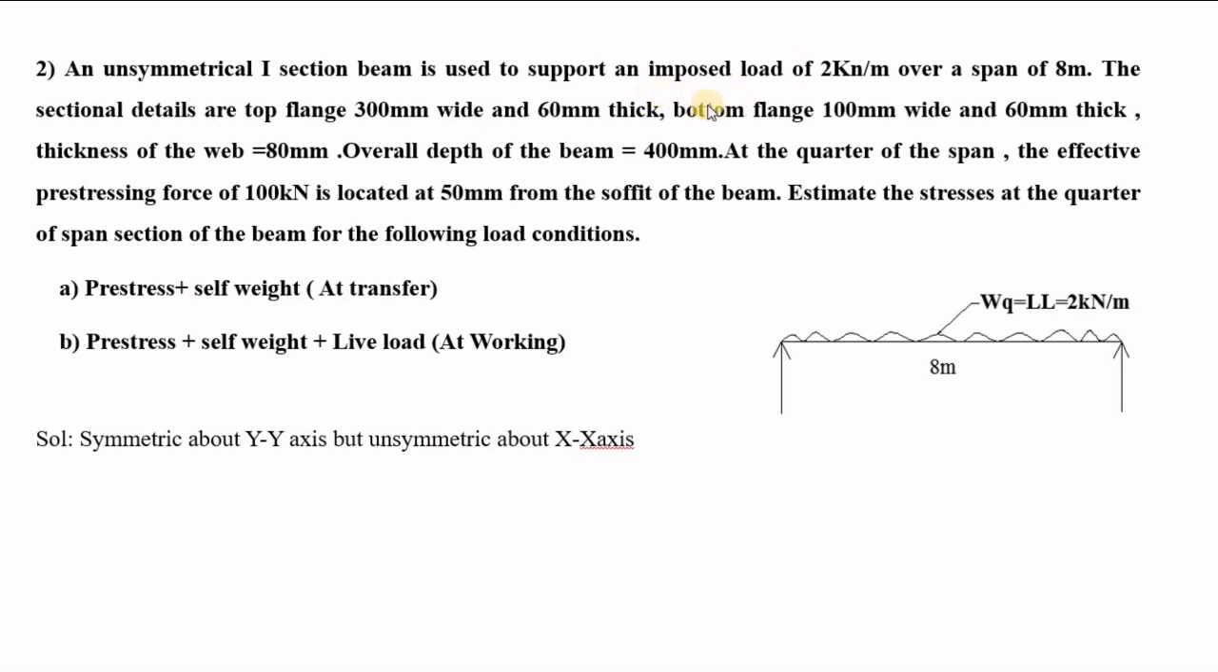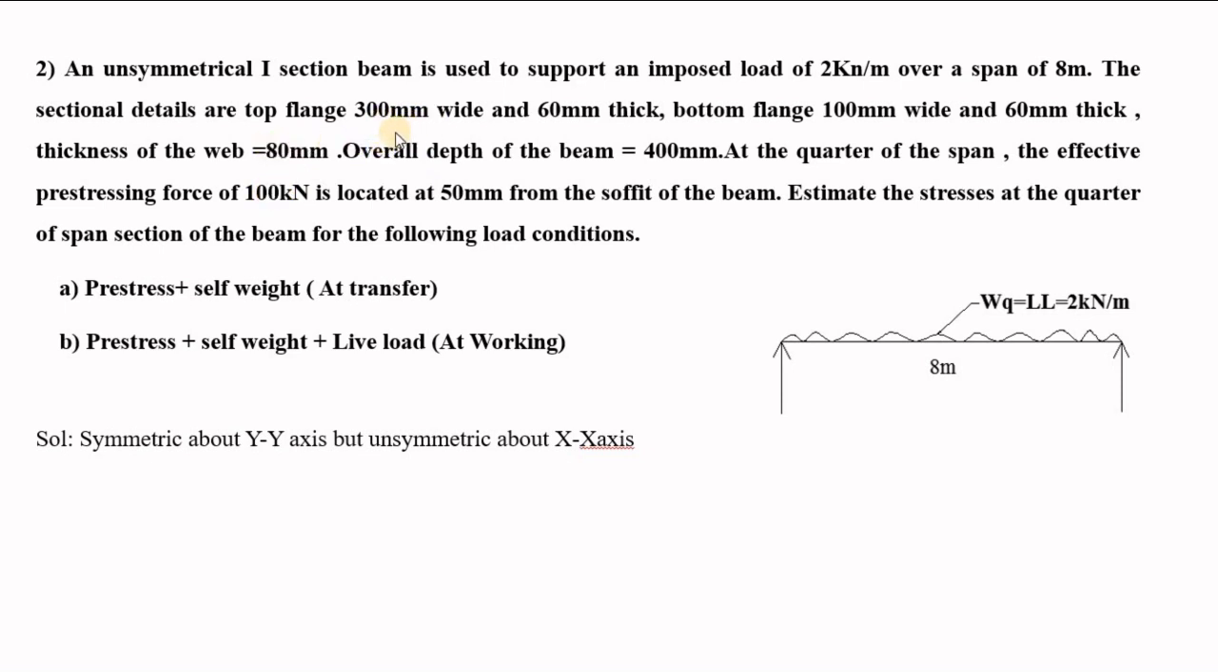So the first point is imposed load. Imposed load in the sense it's a live load. So I have written WQ equal to LL, that is live load, equal to 2 kN per meter. It's a simply supported beam carrying a UDL, having a span of 8 meter.